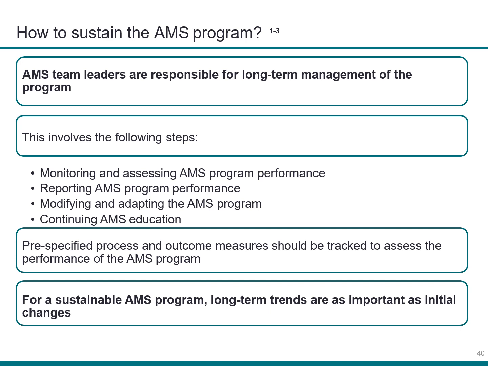The most important is sustainability. Team leaders are responsible for the sustainability of the program. It involves monitoring and reassessing the AMS program performance, reporting the performance, modifying and adapting the program, and continuing the education. Pre-specified process and outcome measures should be tracked to assess the performance of the program. For a sustainable program, long-term trends are as important as initial change.